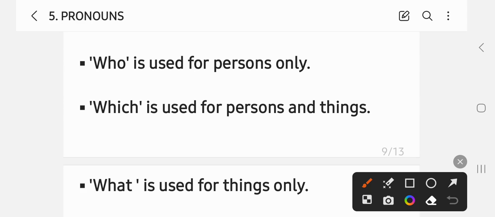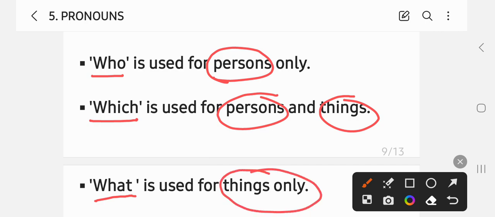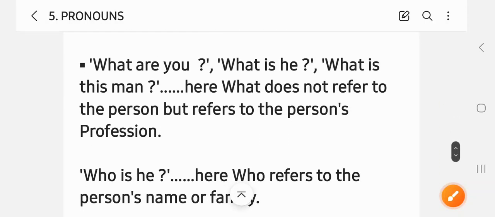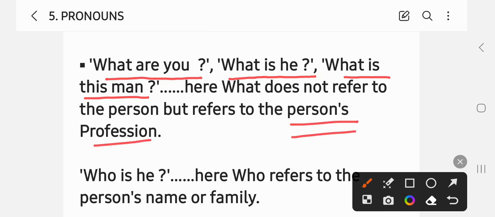Who is used for persons only. The interrogative pronoun who is only used for persons. The interrogative pronoun which is used for both persons as well as for things. The interrogative pronoun what is used only for things. What are you? What is he? What is this man? Here what does not refer to the person, but it refers to the person's profession.